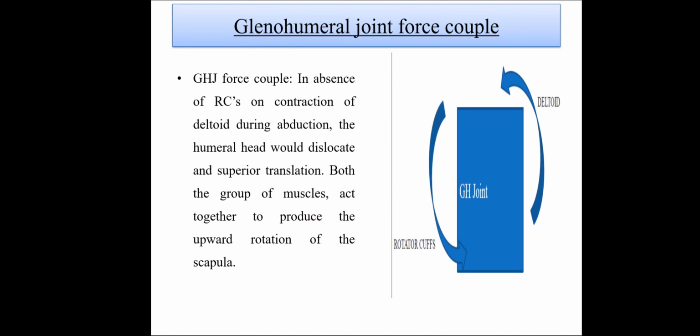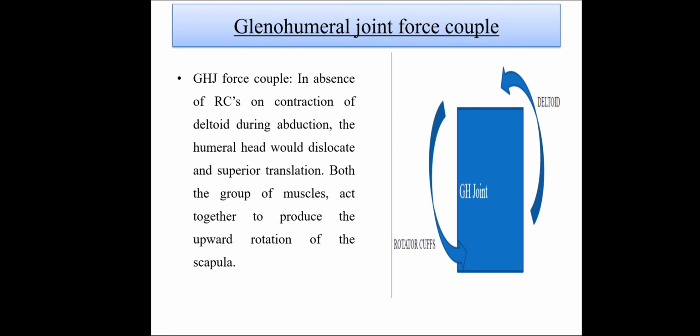Look into the image. This is nothing but your glenohumeral joint force couple. Here we are dealing with your deltoid versus rotator cuff muscle. In the scapulothoracic force couple, we dealt with upper and middle fibers of trapezius along with lower digitation of serratus anterior, and lower fibers of trapezius along with upper digitation of serratus anterior, and the main motion was upward rotation of the scapula. In the glenohumeral joint, we are dealing with deltoid versus rotator cuff, and the main motion is to centralize the humeral head within the glenoid fossa.